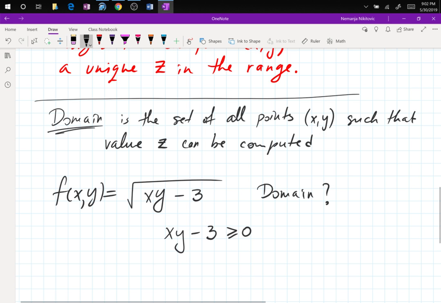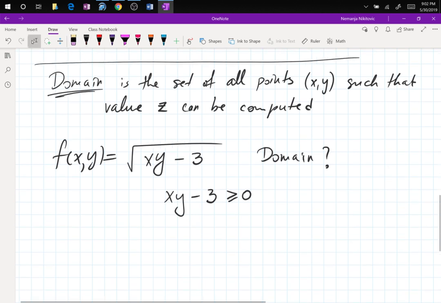So all we need to do is to solve this inequality. For ln it's the same thing, except no equal. Ln is only taking positive numbers. Square root is taking positive numbers and 0. So over here, I have now xy greater or equal than 3, and y is greater or equal than 3 over x.